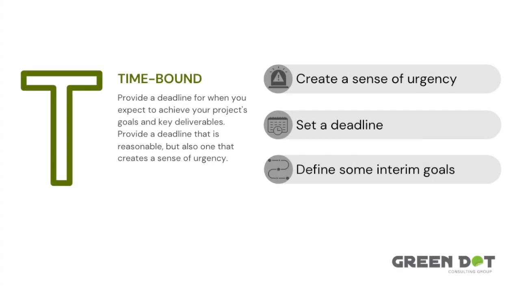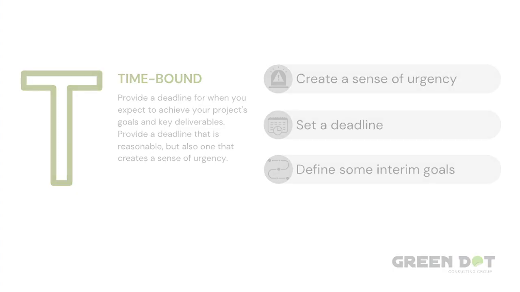The last section of the SMART statement is the T. T stands for time-bound. By providing a deadline in which you expect the project goals and key deliverables to be achieved, you're helping to create a sense of urgency. Depending on how long your project is, you may need to define some interim goals that'll help the team measure their progress along the way.